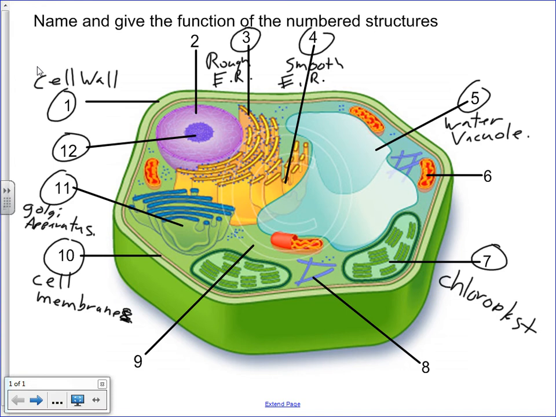Okay, number 12 is the nucleolus. That one's got to be spelled right. Nucleolus: controls protein synthesis, makes ribosomes. I will accept either one of those. Combines and copies DNA? Yes, that's controlling protein synthesis.